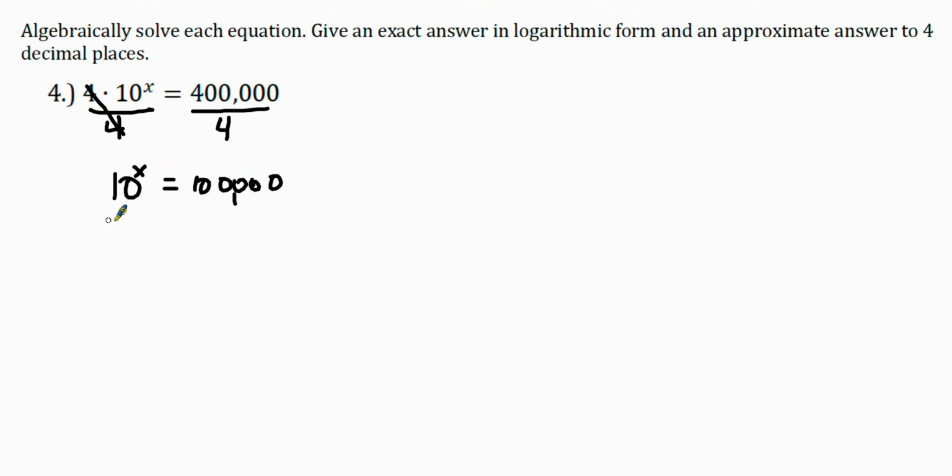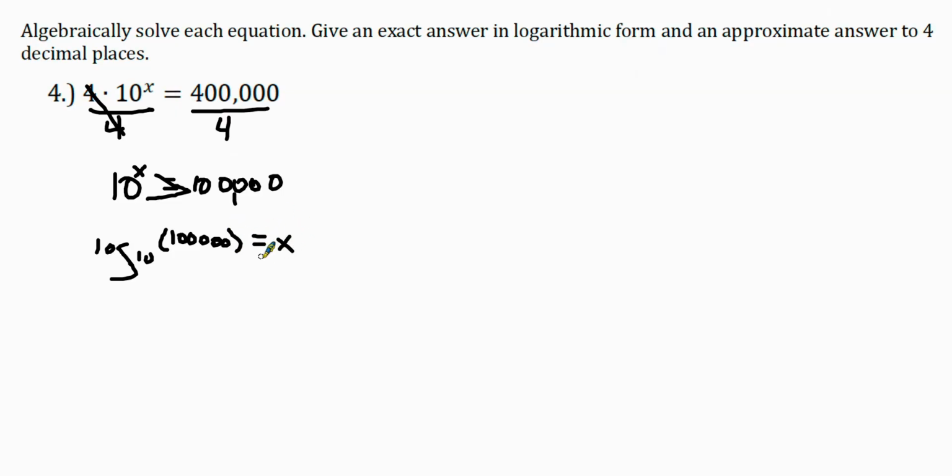Now that I have the exponential by itself, now I can rewrite it as a log. So the base of the exponential becomes the base of the log. So this will be log base 10 of 100,000 equals x.